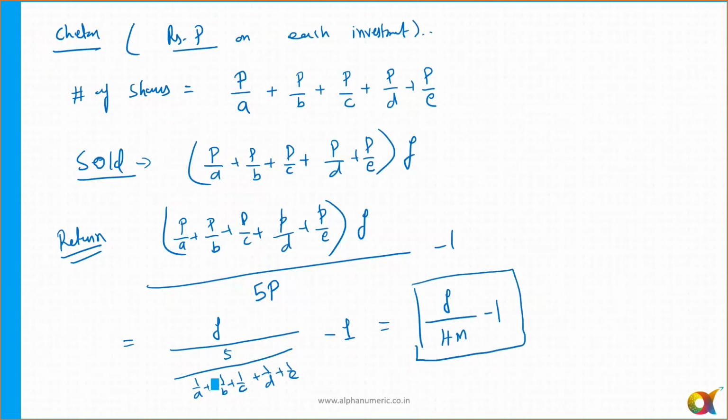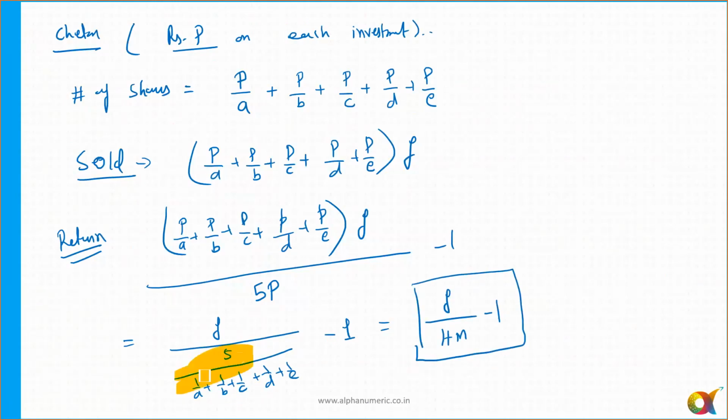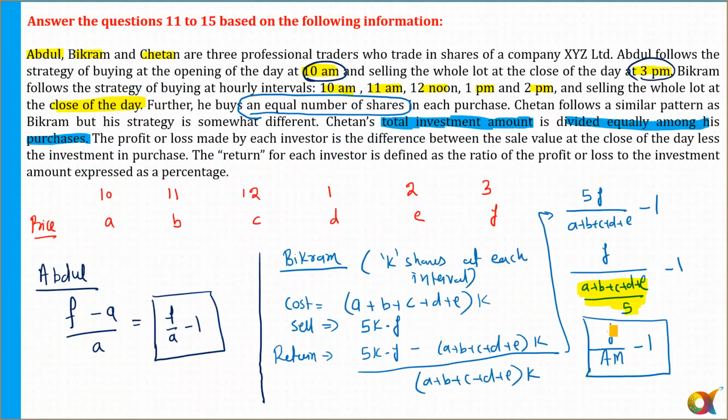So this part, 5 upon 1 by A plus 1 by B and so on, is nothing but the harmonic mean of the 5 numbers. So for Chetan, the return is F upon harmonic mean minus 1. For Vikram, if you go back to the previous, the return is F upon arithmetic mean minus 1. And for Abdul, it is F upon A minus 1. Now tell me if there are any doubts regarding the return for Abdul, Vikram and Chetan. Any doubts? All of you, please tell me. Tanya, Nikita, Sai, Ayush, Sushant, Jatin, Madhur, all of you? No. Okay, so let's move to the question here.